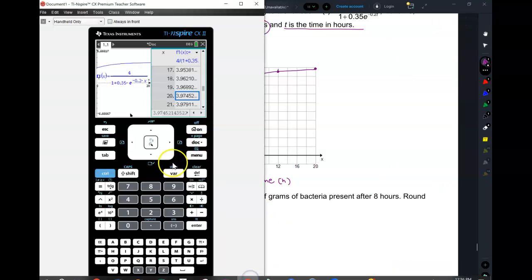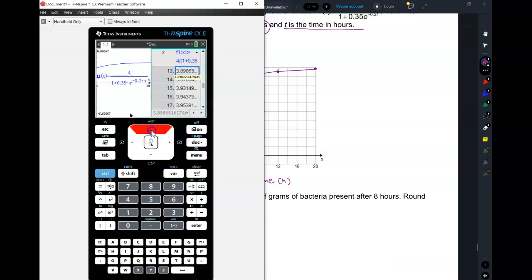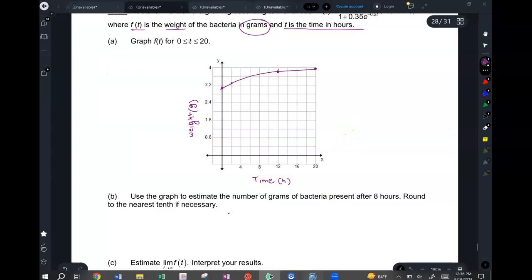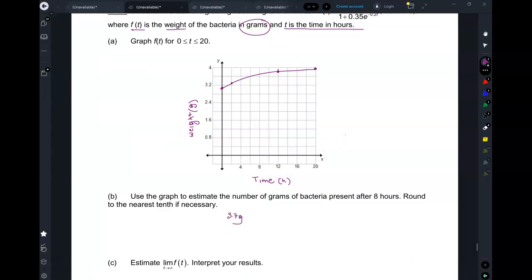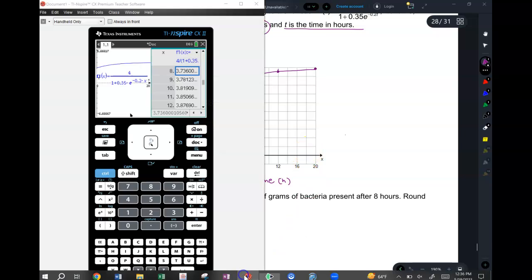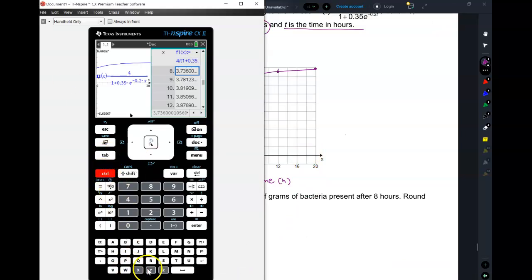Use the graph to estimate the number of grams of bacteria present after 8 hours. So this is the same. How much is it? You can go on the table here. 3.7 grams. You can also do it using the trace feature. Do you guys know how to do it using the trace feature? You can actually ask for the number in the trace feature. So here I'm going to press Control T again and get rid of this table.